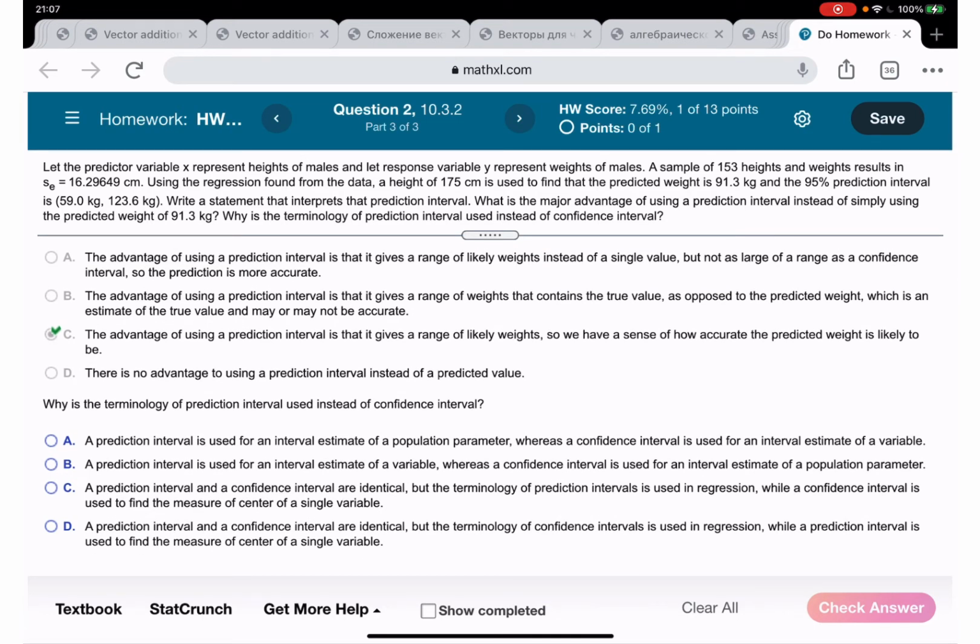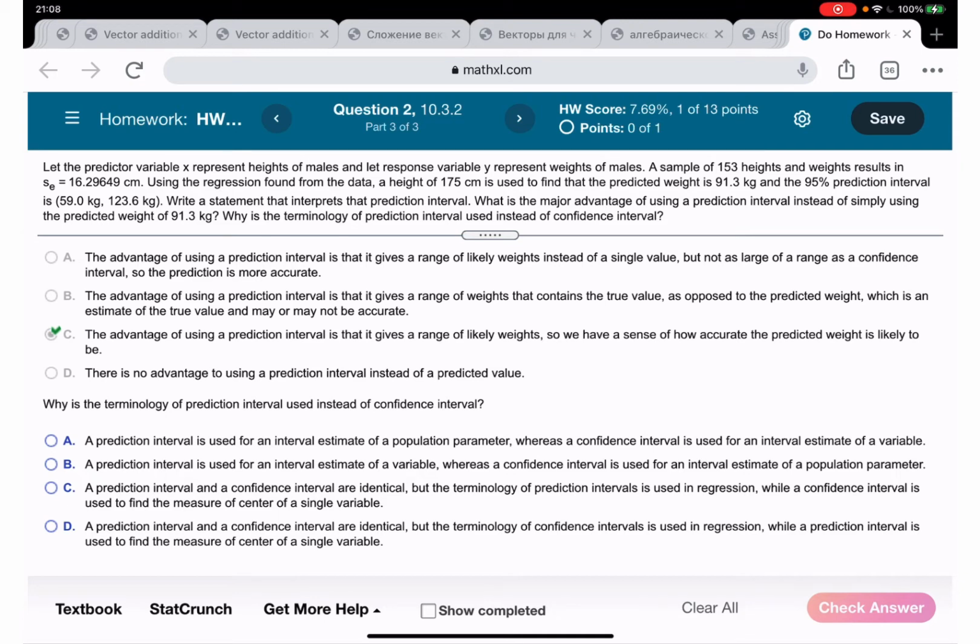Next, why is the terminology of prediction interval used instead of confidence interval? Well, because a prediction interval is an interval that estimates a variable, and a confidence interval is an interval that estimates the population parameter. Okay, here we are estimating the variable that we don't know. Okay, the confidence interval is for a population parameter.